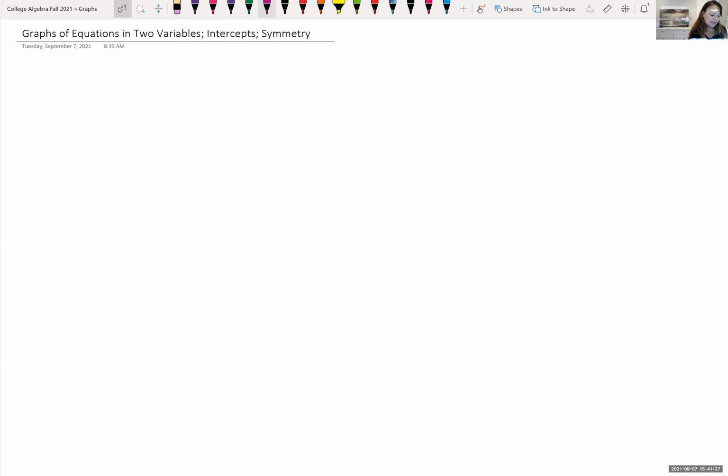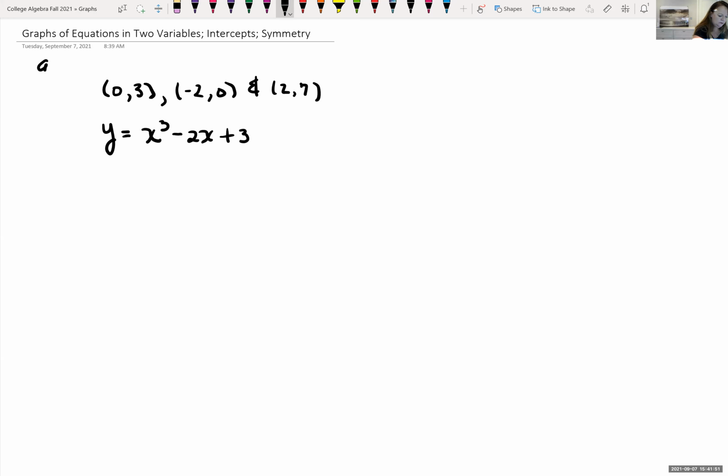So the first question asks, determine whether the points (0, 3), (-2, 0), and (2, 7) are on the graph of the equation y equals x cubed minus 2x plus 3. So basically all we're doing is substituting in, evaluating, plugging in wherever we see a y.